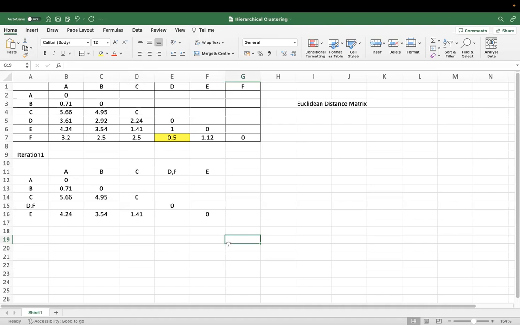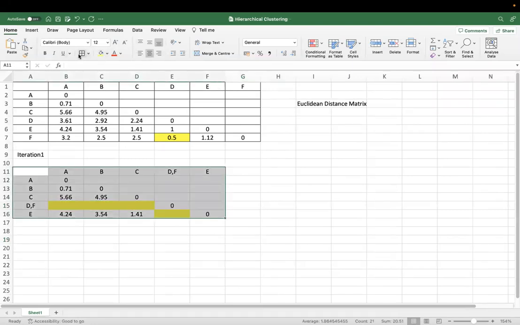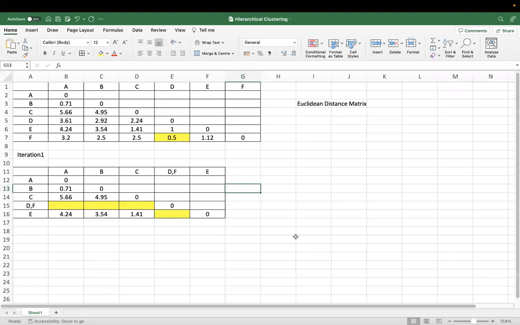Distance between A and B remains the same. Distance between A and C remains the same. But the distance between A and DF will change, so I left it blank. We'll calculate it. Similarly, distance between A and E remains the same. So the empty spaces which you see here are the ones which we need to calculate. We need to calculate these 3 cells and this cell. Rest of all remains the same because they're unaffected, right? We have merged only D and F. Rest of the points stay as they are.